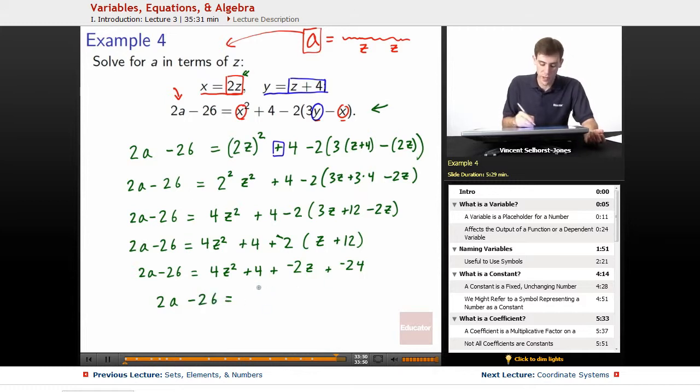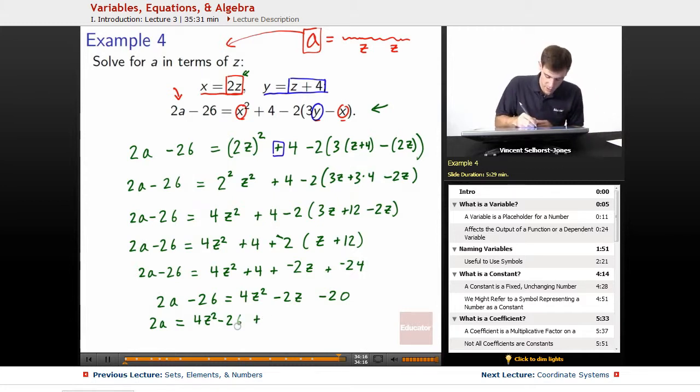Now we're in a position to keep simplifying the right side to its most fundamental level. Equals 4z squared. We don't have any other z squared, so it's just 4z squared. Plus 4, well, let's put our constants at the very end. So we'll go to plus negative 2z, so minus 2z, and 4 plus negative 24 becomes minus 20. At this point, we can now do our algebra. We'll add 26 to both sides, and we'll get 2a equals 4z squared minus 2z plus 26.